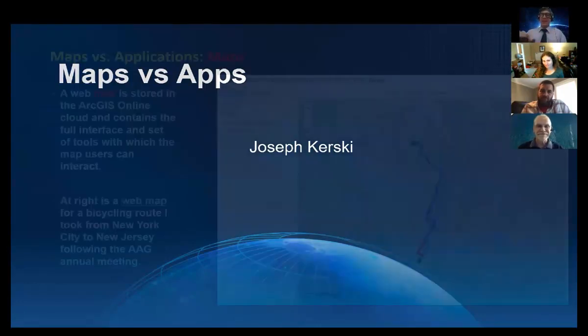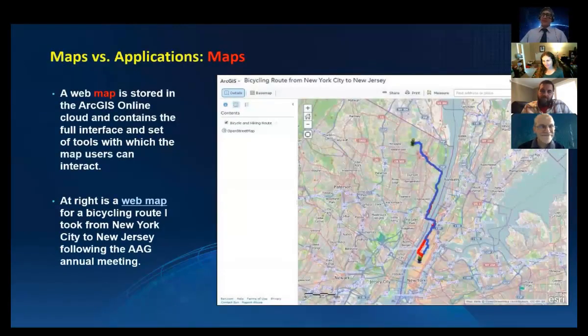Now, Kylie and I are very much geographically attuned because she was showing you a route around a city. This is another route around a city. It's information I collected while I was on a bicycle after a conference once in New York City. And I put that data into ArcGIS Online. And here's my route. So that's a very simple map.